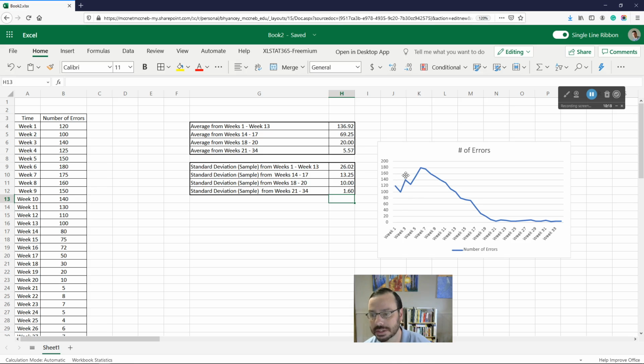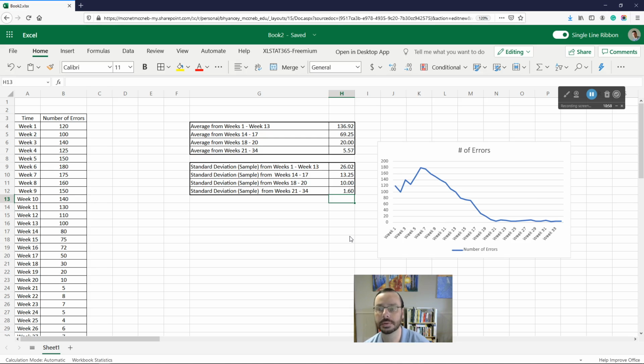Think of it in terms of how much this line is moving on average, right? And that's just the simplest way that I can put it to you without going into in-depth statistical definitions. What you need to understand is from these first 13 weeks, it was deviating on average about 26 errors per week, right? So that was the standard deviation. And then for this second set of weeks, 14 through 17, it was deviating about 13. From weeks 18 to 20, it was deviating 10. And for this last 13 weeks, it was very little standard deviation comparatively, because we're only seeing about 1.6.